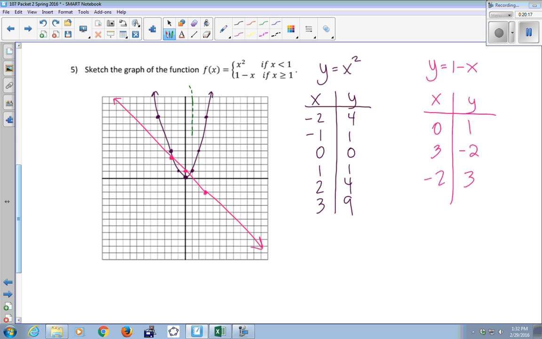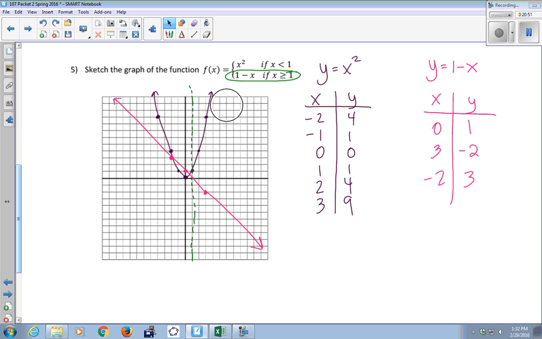So I'm just going to put this in for my own visualization. Which one of these graphs do I want to keep to the right of the green line? The purple or the pink? Yeah, which one am I keeping if I'm to the right of the green line? The pink, yeah. So x is bigger than 1. That is the right side of the green line. X is bigger than 1. So that means keep the 1 minus x graph, which is the pink one.